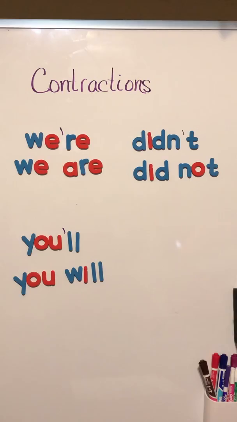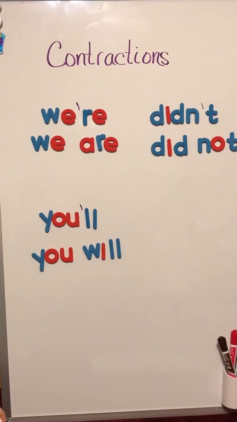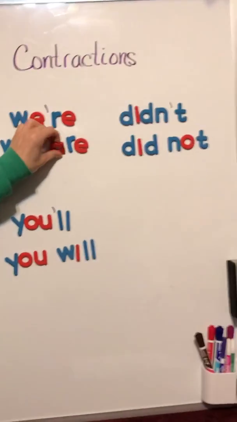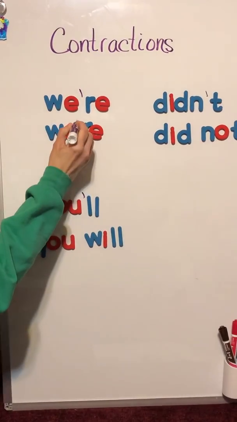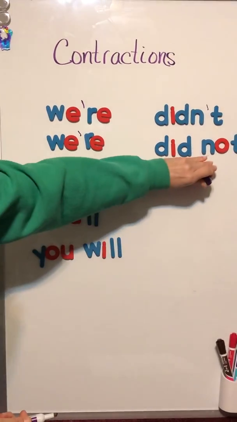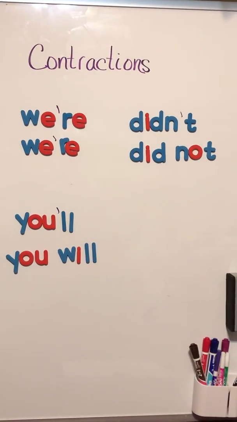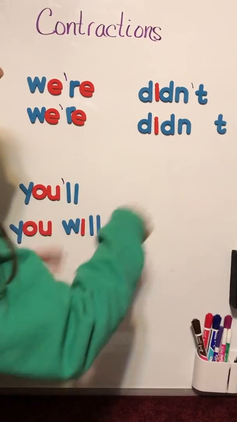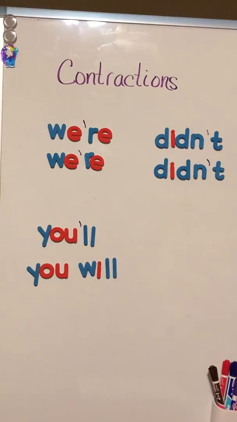Okay? Now, if I look at what did I do to we are to make a contraction? Well, I removed one letter. And if we notice, I removed the letter A, and they slid together. We put an apostrophe in there, and now we have the contraction we're. Let's look at the words did not. What letter did we remove and replace with an apostrophe? Well, it was the letter O. We take the letter O out, we scoot all the letters together, and we put an apostrophe in where that missing letter is.